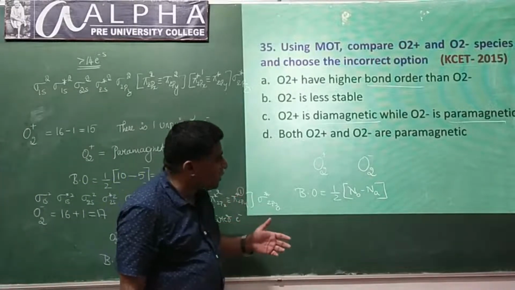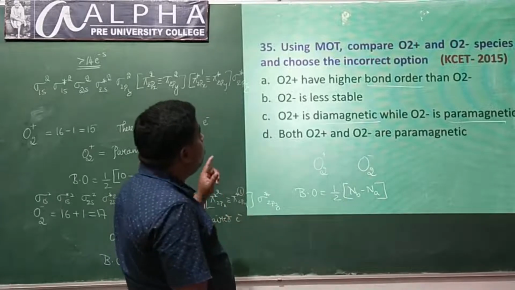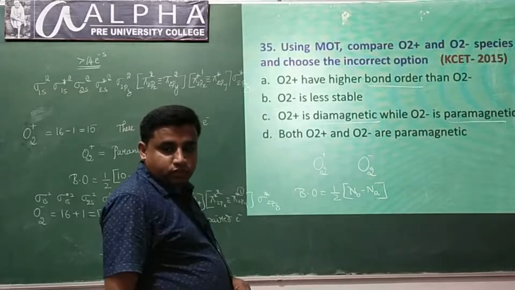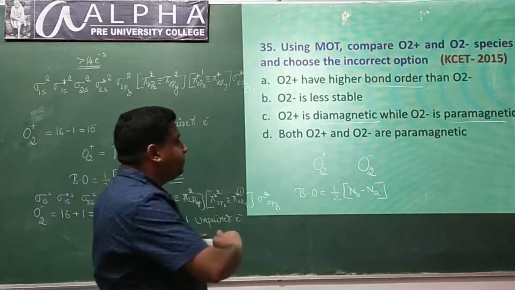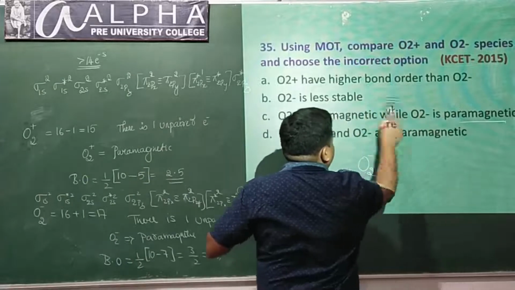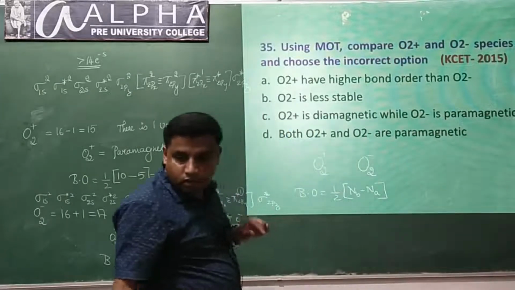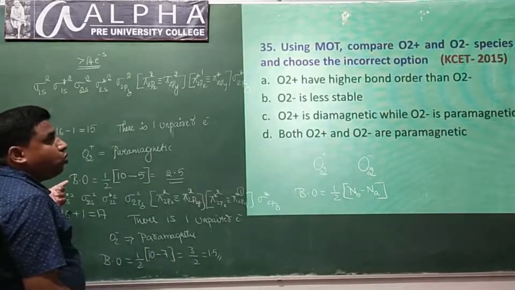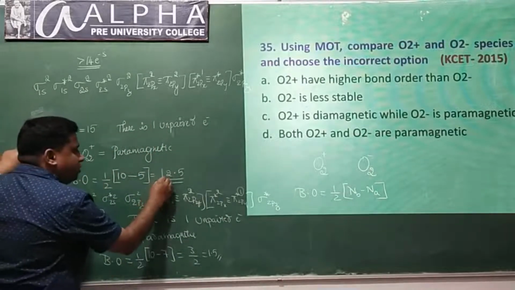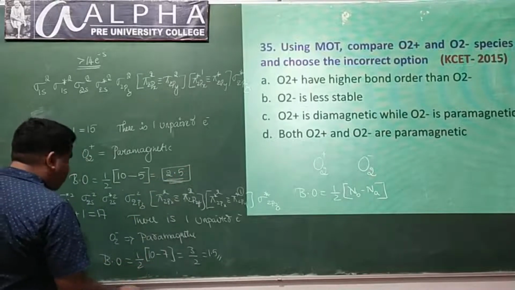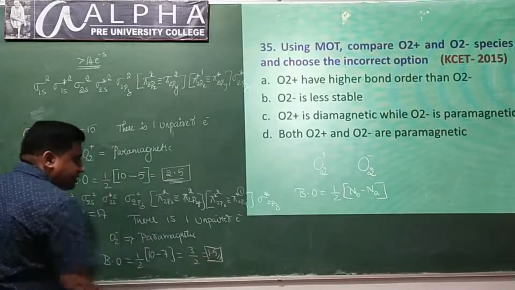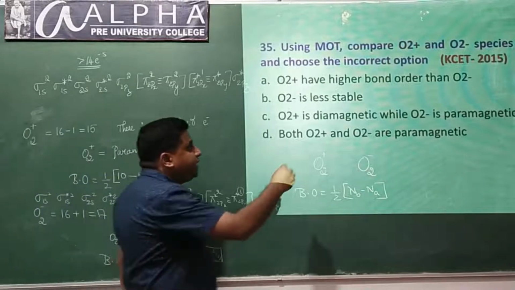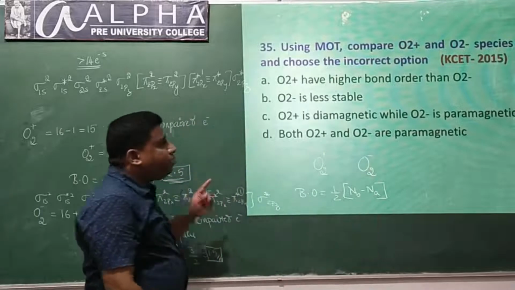Compare O2 plus and O2 minus and choose the incorrect option. We have to choose the incorrect option, students. Look here, O2 plus has a higher bond order than O2 minus. The bond order of O2 plus is 2.5, whereas the bond order of O2 minus is 1.5. That means O2 plus has more bond order than O2 minus, so option A is correct. O2 minus is less stable.